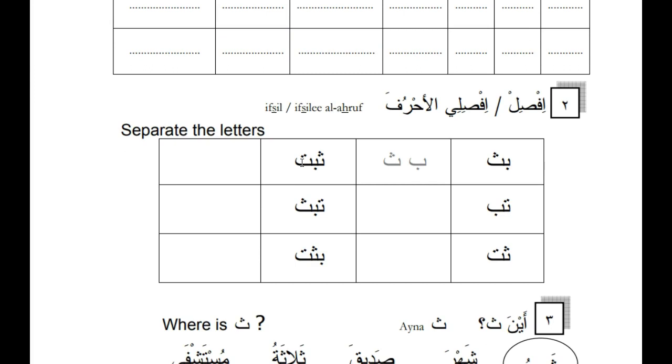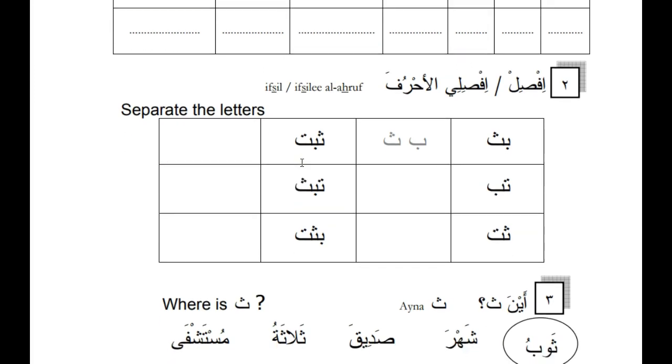And then this exercise is also interesting. You have words or a couple of letters joined. It asks you to separate the letters so that you can identify the letters by themselves. For example, here we have 2 letters, ta and ba, so you just write them separately. Here you have joined 3 letters, so you separate them.